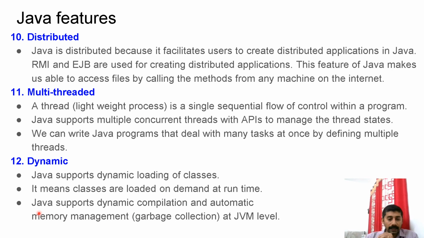Another dynamic feature is that Java supports dynamic compilation and automatic memory management. Automatic memory management is nothing but garbage collection at JVM level. These two features are at JVM level. So Java is a language which supports these dynamic features.